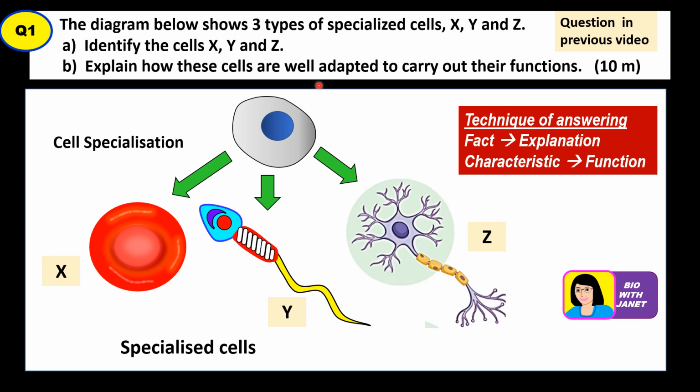Then explain how these cells are well adapted to carry out the functions. So it's an adaptation question. So remember to state the characteristic followed by the function. Okay, so let's look at the answer. So we know X is a red blood cell, right? Y is a sperm cell. And Z is a nerve cell or neuron.